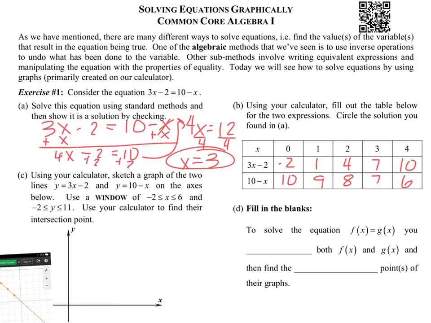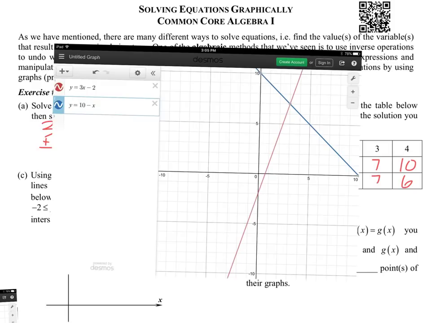So what you are looking at here is using a calculator, sketch a graph of the two lines, y equals 3x minus 2 and y equals 10 minus x, on the axes, and then use your calculator to find their intersection point. So I'm going to show you what that looks like on Desmos again. What I did first is I typed in the two equations, y equals 3x minus 2 and y equals 10 minus x, to show where they intersect.